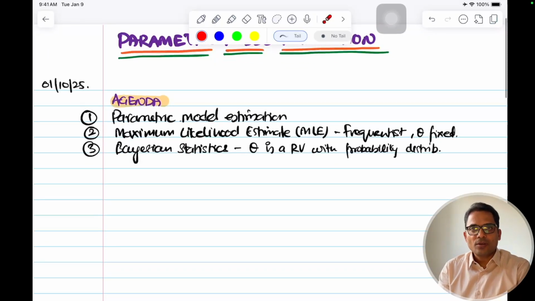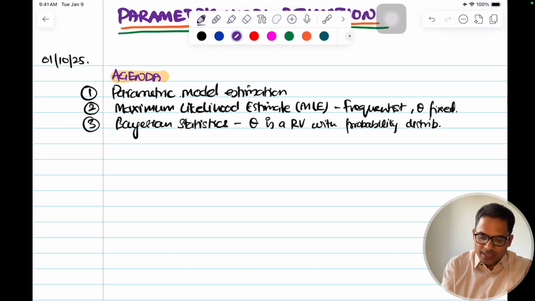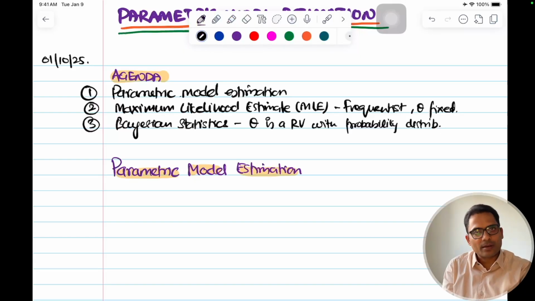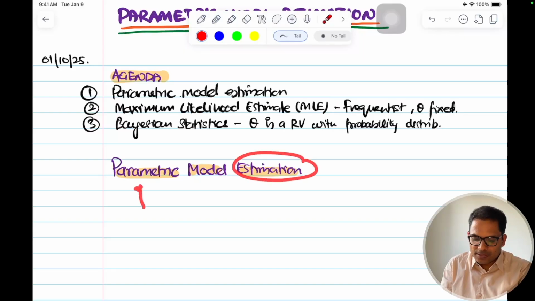So first of all, what is parametric model estimation? What does this mean? There are three words: parametric, model, estimation. Model leads to ML model in our context, machine learning model. And estimation means we are doing some estimate. Parametric means there are some parameters.